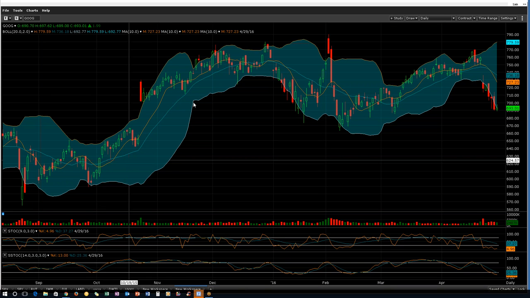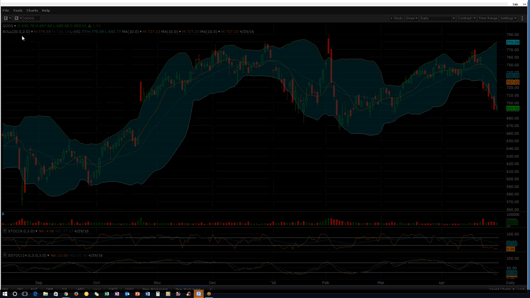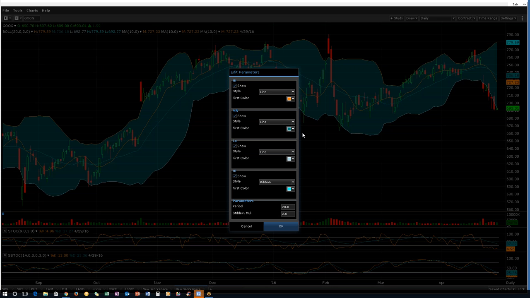Let's say you don't like this yellow color. It's a little too noisy. So you can go here, edit. You can change the colors. Say the ribbon is blue. Why don't I make the ribbon a little bit easier on the eye and make it whatever that color is.